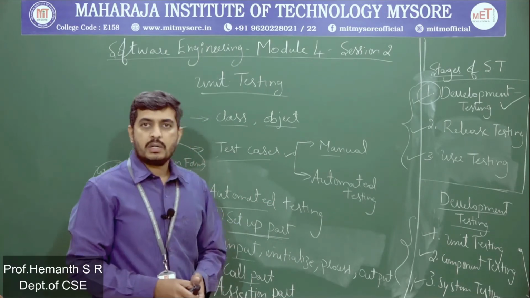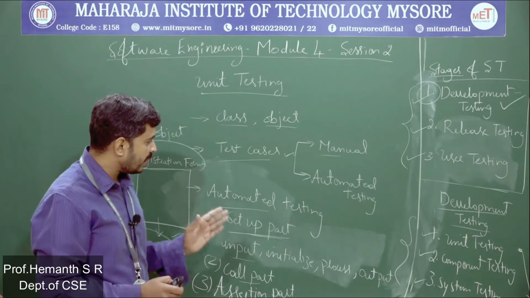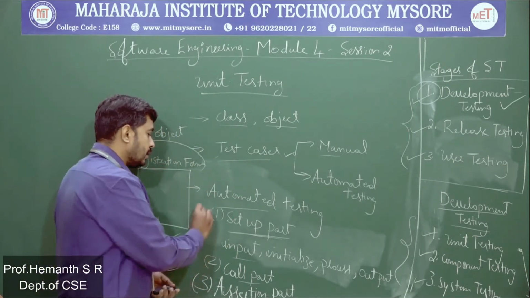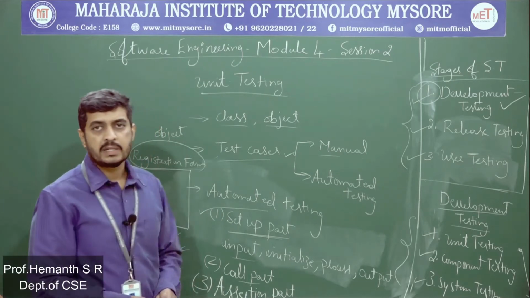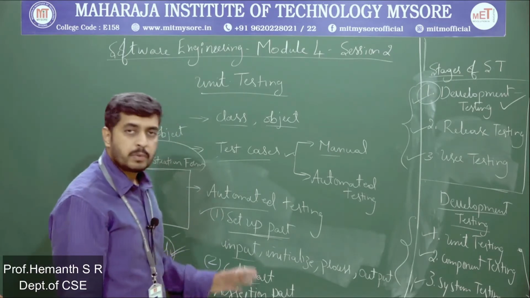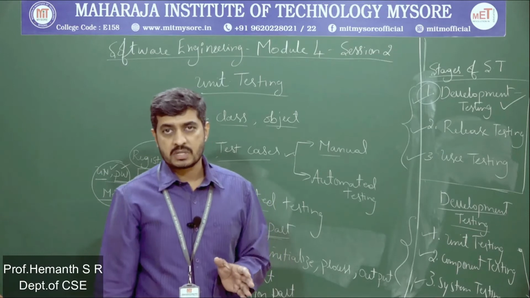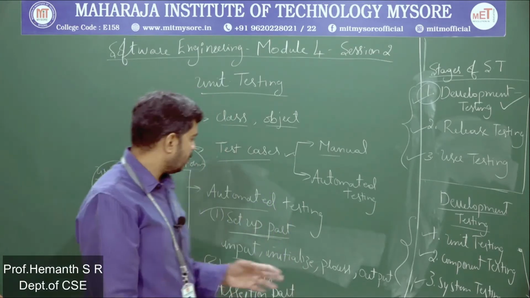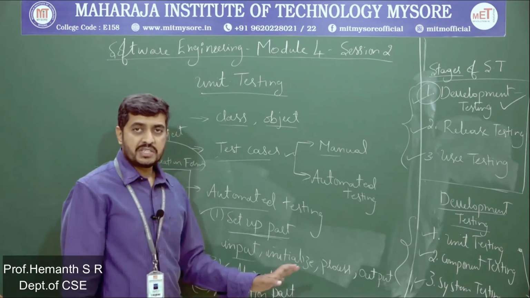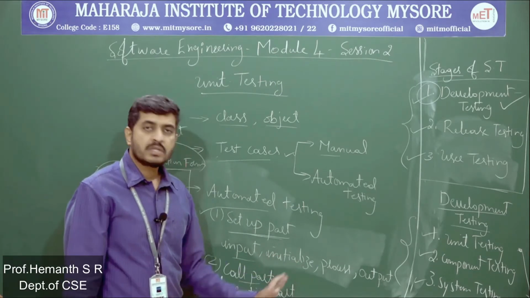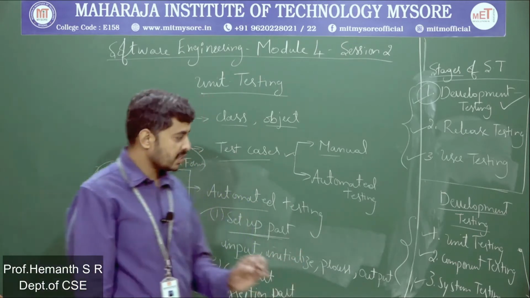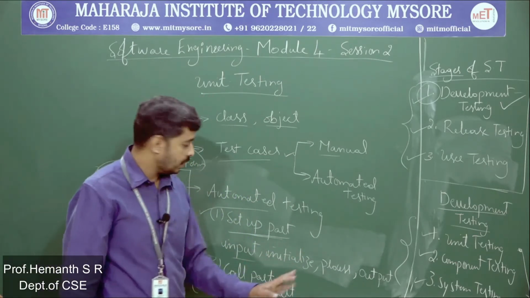We also understood how exactly automated testing is done. It is done in three parts. The very first is the setup part, where we decide what inputs should be given to the system to test the small unit, what initializations need to be done, what process should be followed, and what the expected output is. All this data is decided in the setup part.